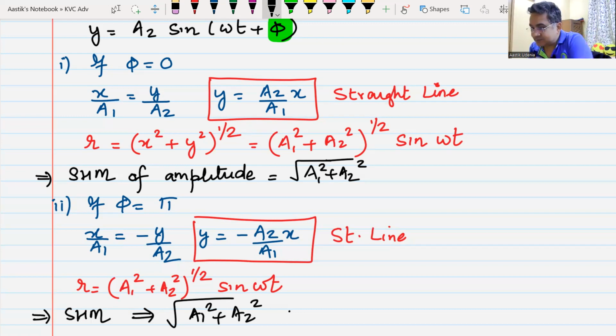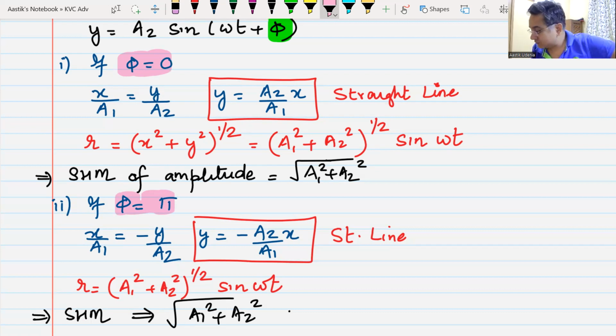Nothing else. Sir, I'm asking about the phase difference between phi equals 0 and phi equals pi. What is the phase difference between them? The phase difference is pi, na? If they are in the same phase, then it is a straight line y is equal to mx. If they are in opposite phase, it is a straight line y is equal to minus mx.